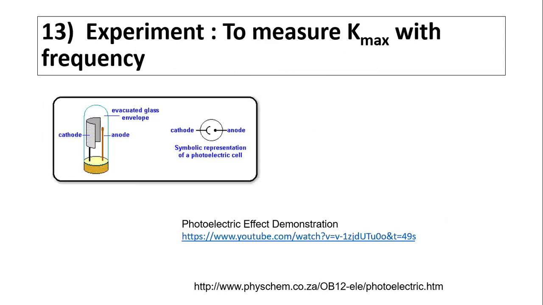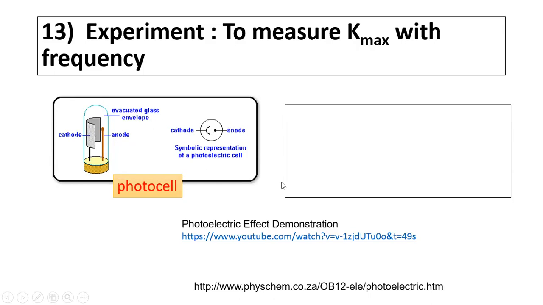Okay, experiment to measure Kmax with frequency. Right, that's your photocell. That's your cathode. Anode is just a conductor, that's all. That's the symbol. Normally, you don't need to draw 3 dimensions. I just draw the symbol to represent your photocell. Why is the cathode not flat? Why is it curved like that? Any idea? No.